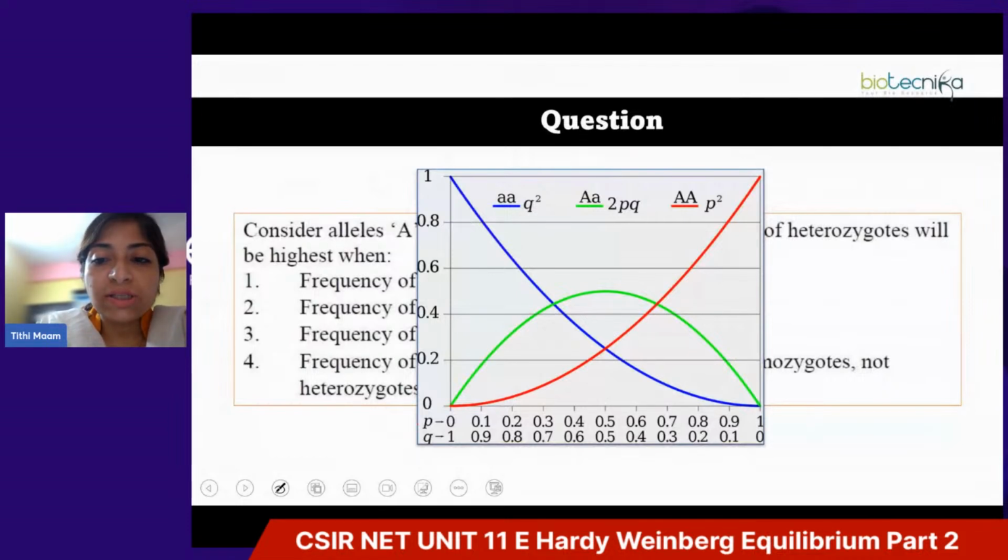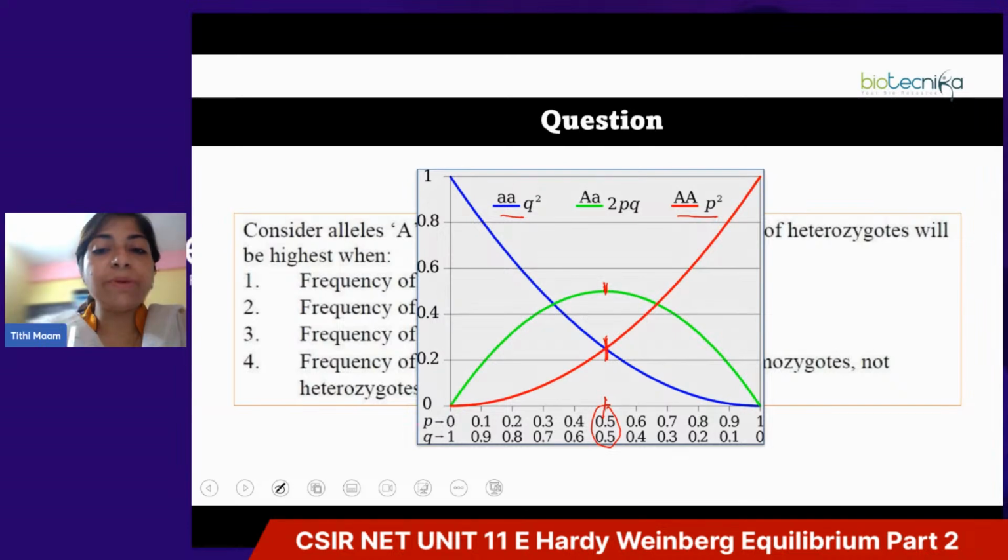So this red line is for homozygous dominant. This blue line is for homozygous recessive, and the green line is for heterozygote. So what do we see? What is the highest value of heterozygote? Somewhere here. So at this value, what is the value of p and q? They are crossing each other at this point where both are 0.5. So the frequency of heterozygote will be maximum when allele frequencies are equal to each other. Very simple. You will remember this graph.